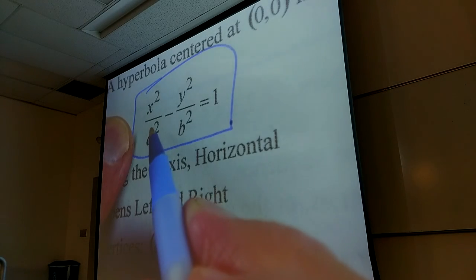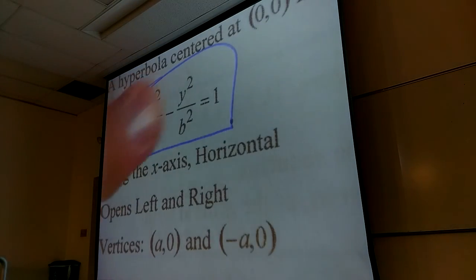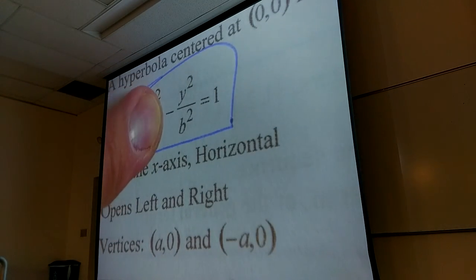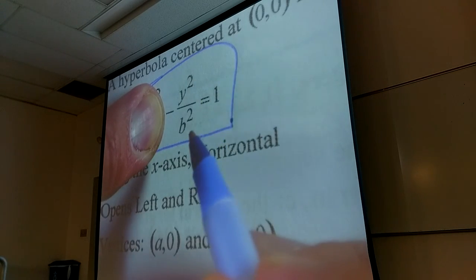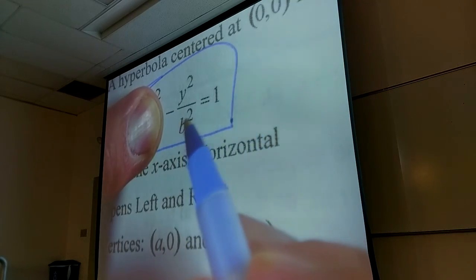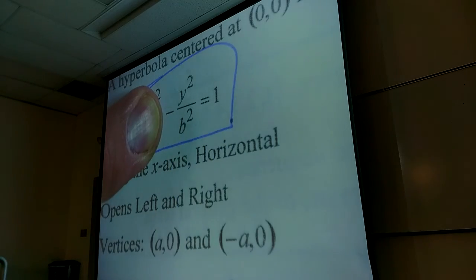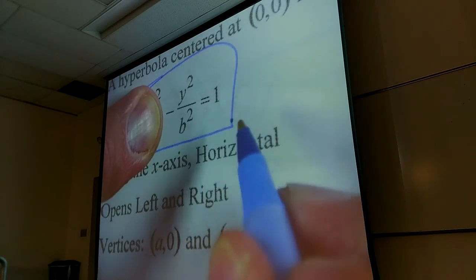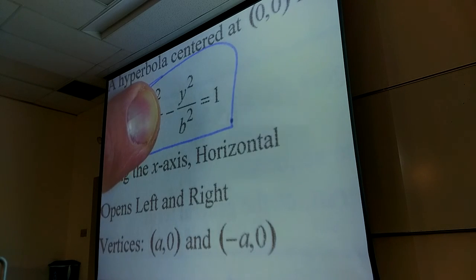If I try to plug a 0 in for x, is that possible? This says negative positive number divided by positive number equals positive 1. Well, positive divided by positive with a negative out front is going to be a negative number. Is there any way it can equal 1? No way. Now, what do you find when you make a variable equal to 0? What is it you're trying to find?